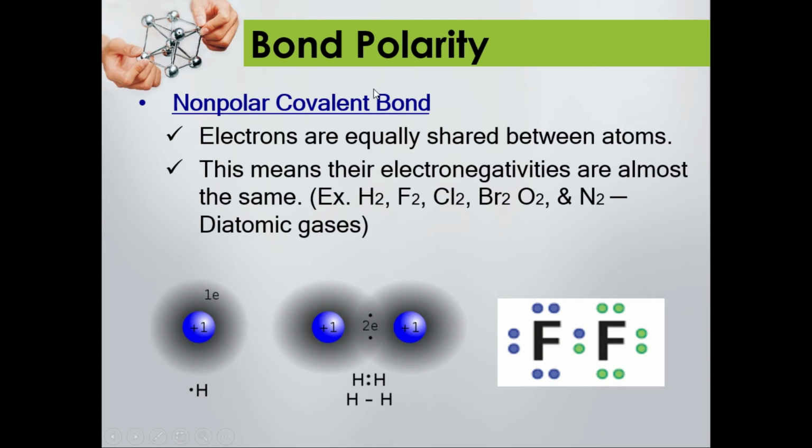For a nonpolar covalent bond, just remember the electrons are equally shared between the atoms. Usually the electronegativities are almost the same because the atoms bonded together are the same. Examples are the diatomic gases. So that is our bond polarity. We're talking about the bonds, the difference between the nonpolar and the polar covalent bond.